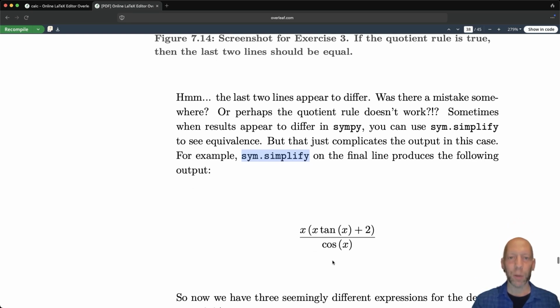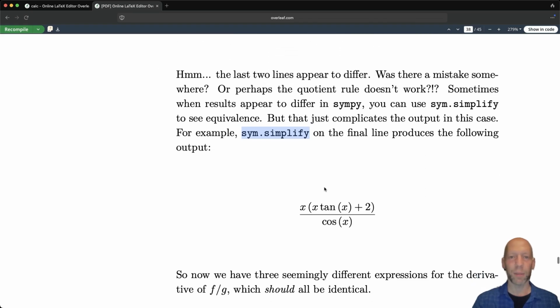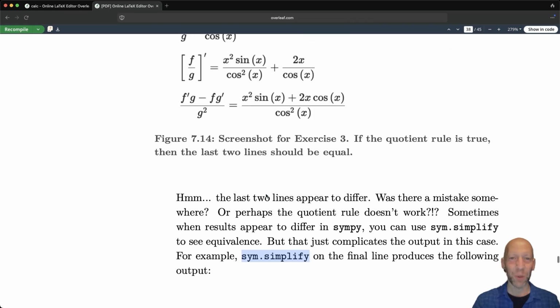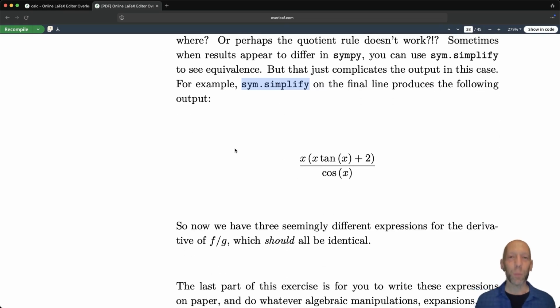So here is the output of sym.simplify on this expression here. And you can see that this has more terms and this has relatively fewer terms. But that didn't really help with our initial confusion, which is that these two expressions look different from each other. Now we've made life even more complicated because we now have three expressions, this one and this one and this one. And in principle, they should all be exactly the same, but they look different.